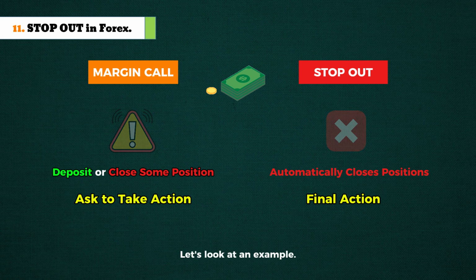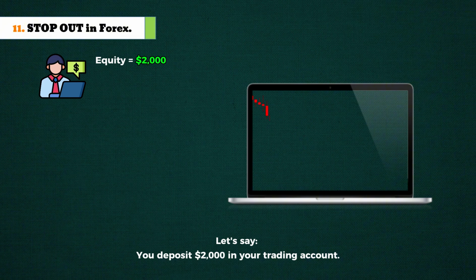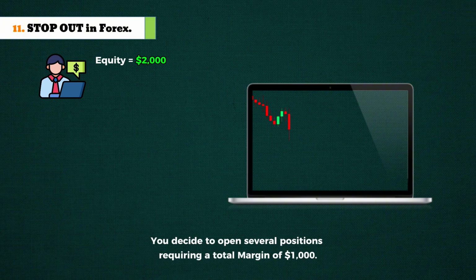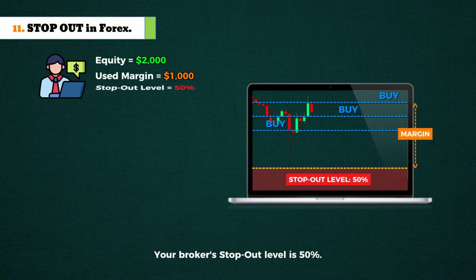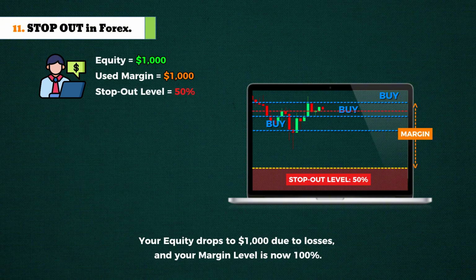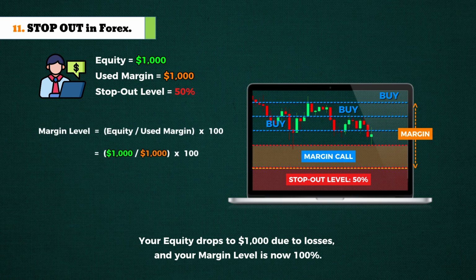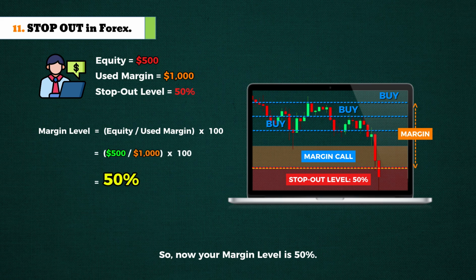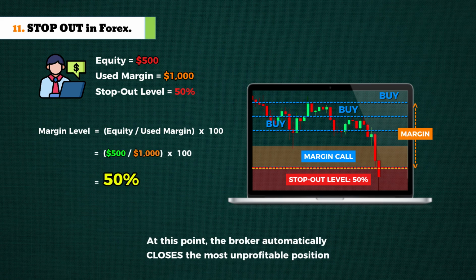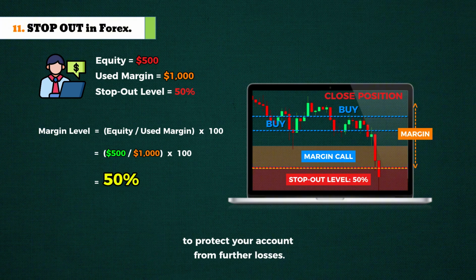Let's look at an example. Let's say you deposit $2,000 in your trading account. Then you decide to open several positions, requiring a total margin of $1,000. Your broker's stop out level is 50%. Your equity drops to $1,000 due to losses, and your margin level is now 100%. The market continues to move against you, and your equity falls to $500. So, now your margin level is 50%. At this point, the broker automatically closes the most unprofitable position to protect your account from further losses.